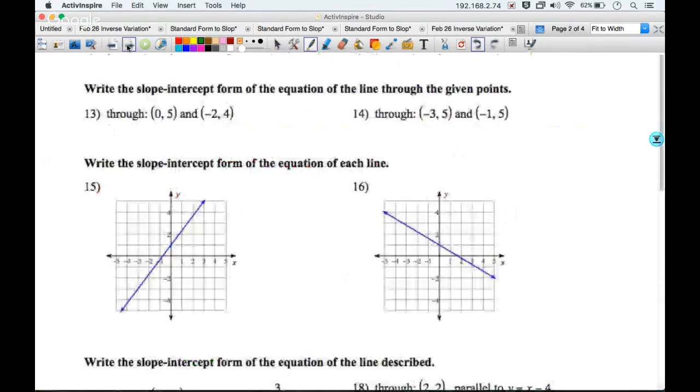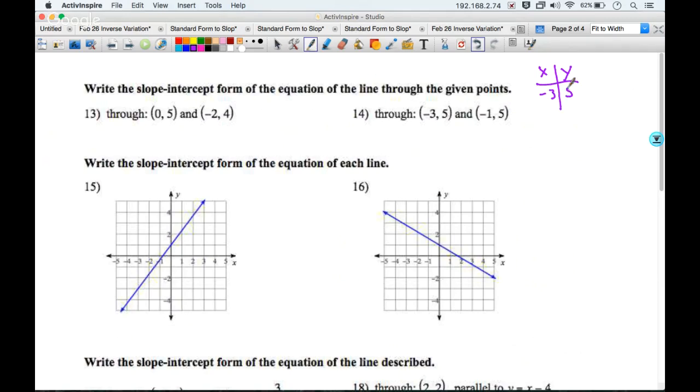All right, 13 and 14. Slope-intercept form of an equation of a line through the given points. So we don't have the slope and we don't have the y-intercept. We'll have to calculate both of them. I'll just do number 14. What I first want to do is make a very short xy table, which is going to help me find that slope.